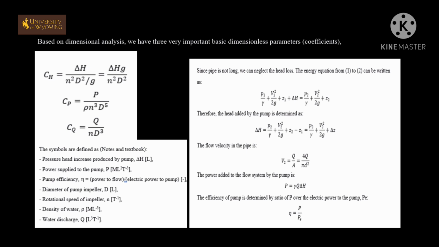And the efficiency of the pump is determined by the ratio of P over the electric power to the pump, PE, where P is the power added to the flow system, which is given by the formula gamma Q multiplied with del H. And to calculate del H, we'll use the conservation of energy formula, which is shown here.